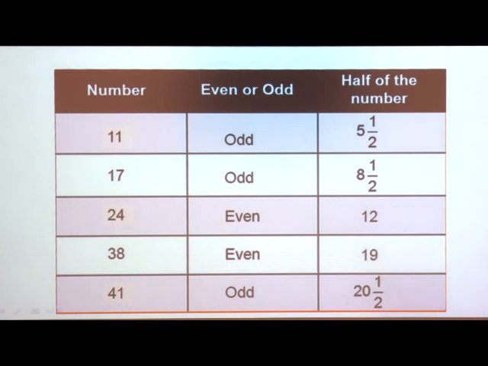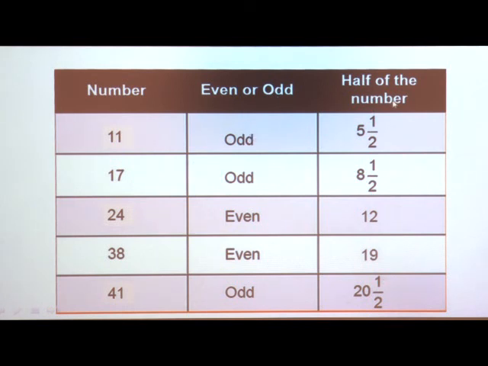Now we will see numbers, even or odd, and half of a number. Already I told you, just practice with your own numbers. So here we have some even numbers as well as odd numbers. You know what is 11? 11 is an odd number. So here we have given two options, it's even or it's odd. So it is an odd number.